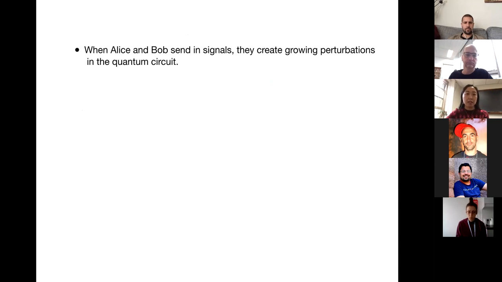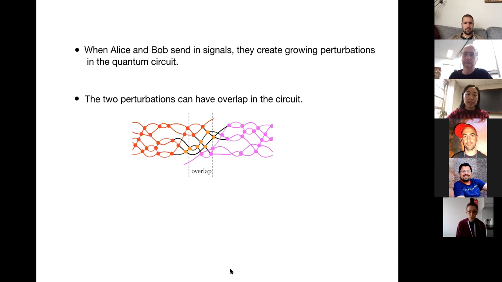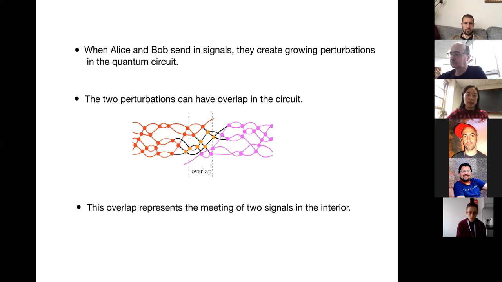Roughly speaking, when Alice and Bob send in signals, they create growing perturbations in the quantum circuit. And the two perturbations can have overlap in the circuit. Can you see my cursor? Yes. Thanks. Let's say we have a quantum circuit where these lines represent qubits and these dots represent gates. Then you have some perturbation, which I represent in red. It grows towards the left. There's another perturbation that grows towards the right. In the circuit, there's some overlap. We will argue that this overlap represents the meeting of the two signals in the interior.